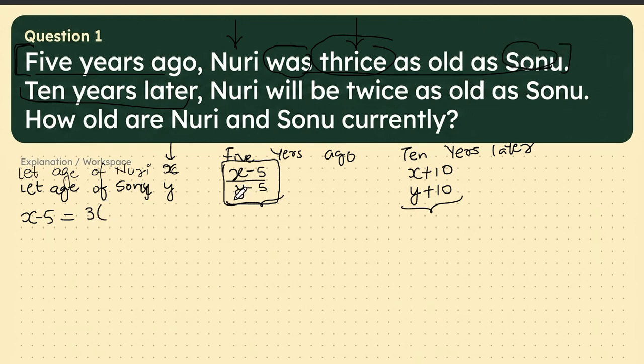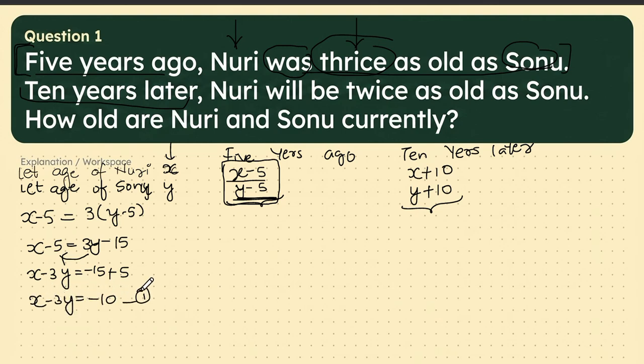So what is the age of Sonu? y minus 5. So inside the bracket we will write y minus 5. Now multiply this 3 inside. So we'll get x minus 5 is equal to 3y minus 3 into 5, 15. Okay. So if we rearrange the terms, if we take 3y this side, x minus 3y is equal to minus 15, and this minus 5 will come this side, so plus 5. So we'll get our first equation, x minus 3y is equal to minus 10, equation number 1.